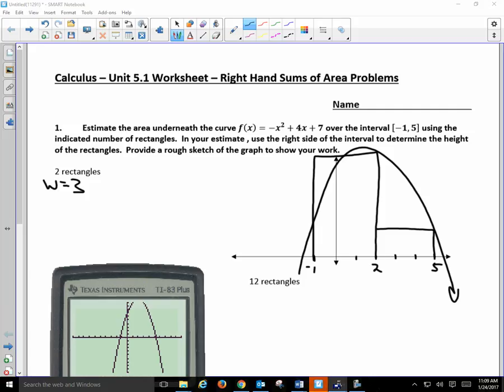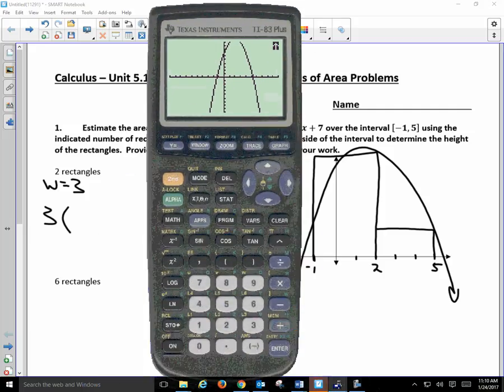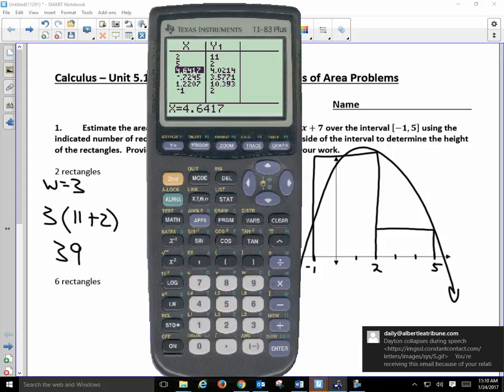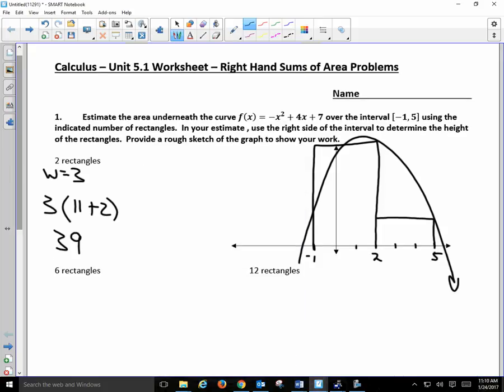So remember, our formula is going to be the width, which is 3, times the sum of the heights. How do I calculate the first height? If you want to, you can go to your table and just plug in 2 and 5. I get 11 and 2. 13 times 3 is 39.